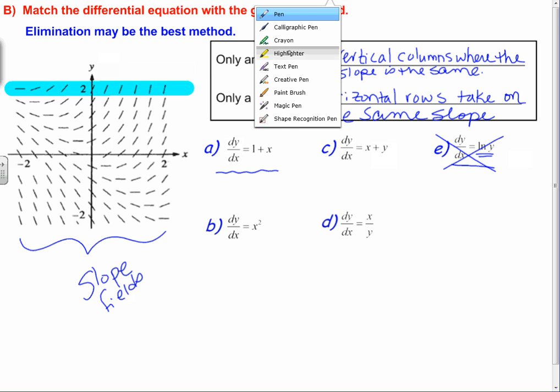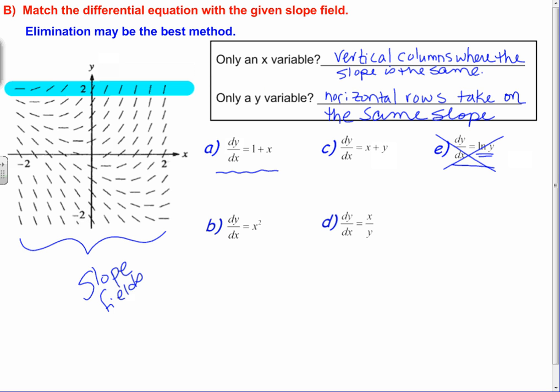Then let's look at vertical columns. Does it stay consistent vertically? Doesn't do that either, does it? So I'm going to rule out A because it was just dependent on x. I'm going to rule out B because it was just dependent on x. So this would be dependent on x only. And I know I don't have those columns of similar slopes. Okay, now we got it down to a 50-50.